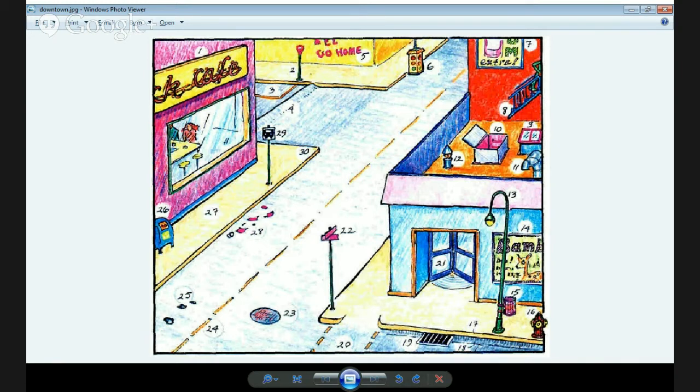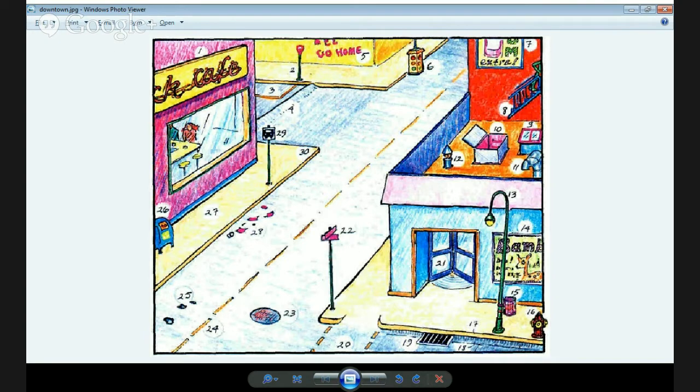Are there any parking spaces in front of the cafe? Do you see any? In front of the cafe? Yeah. Are there any parking spaces in front of the cafe? Do you see any parking spaces in front of the cafe? No, I can't, because it's a bus zone.